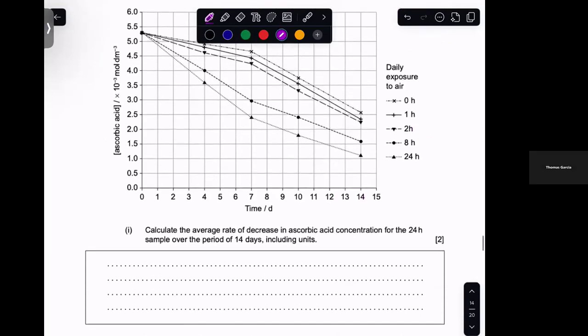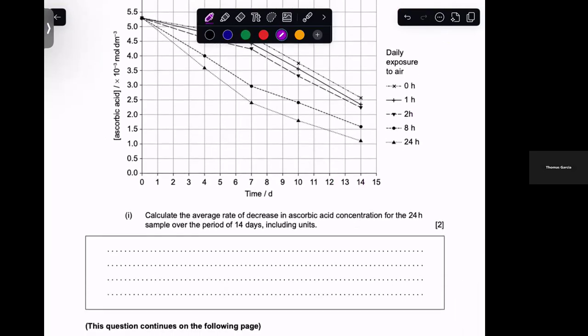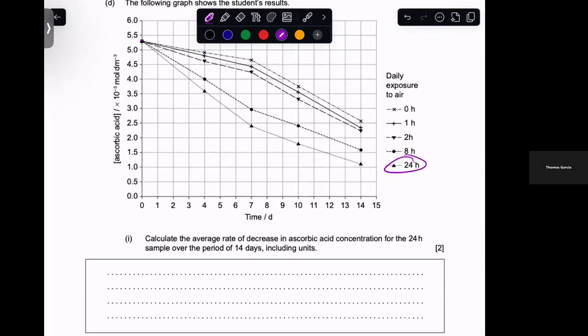All right, the following graph shows students' results. Calculate the average rate of decrease of ascorbic acid concentration for the 24-hour sample over the period of 14 days. So we're only looking at the 24-hour sample. We're just going to take our start point and our end point. That's what we're going to focus on right here. We take our total change and set our amount over time. So we're going to do our y minus our x. So 1.1 minus 5.3. This is my 1.1. This is my 5.3. Just kind of like finding slope, basically.